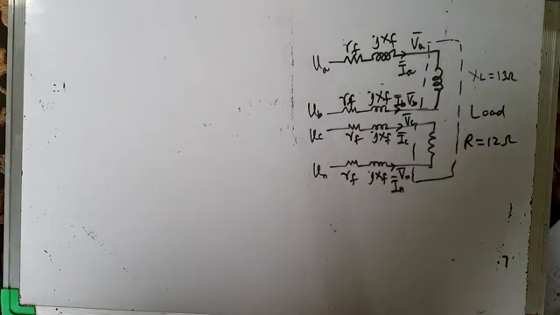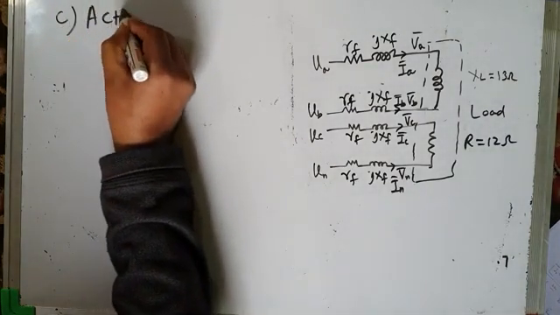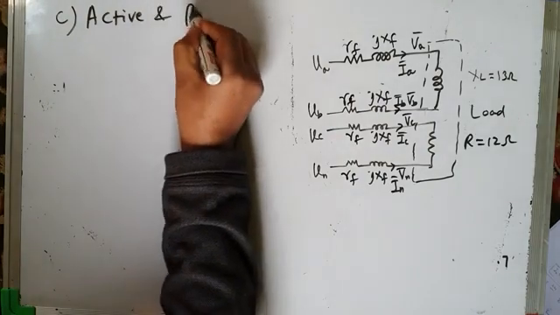Let us try to solve part C of the problem. What is part C? Part C says you have to find active and reactive powers in each phase and the total three-phase active and reactive powers. Now you have to find the active and reactive power of each phase. Part C.